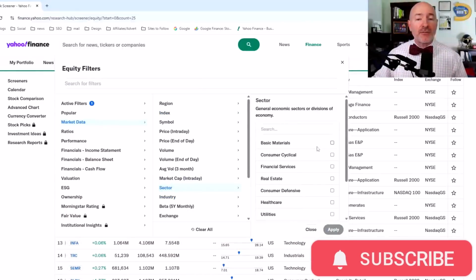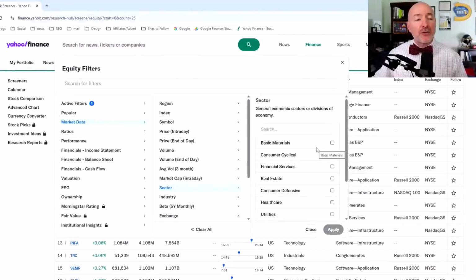Okay, the sector: the 11 basic sectors of the economy. Those are companies within those sectors that serve a common purpose. So you're going to have things like consumer cyclical, financial services, basic materials, real estate. Okay, all the stocks in the real estate sector are there.